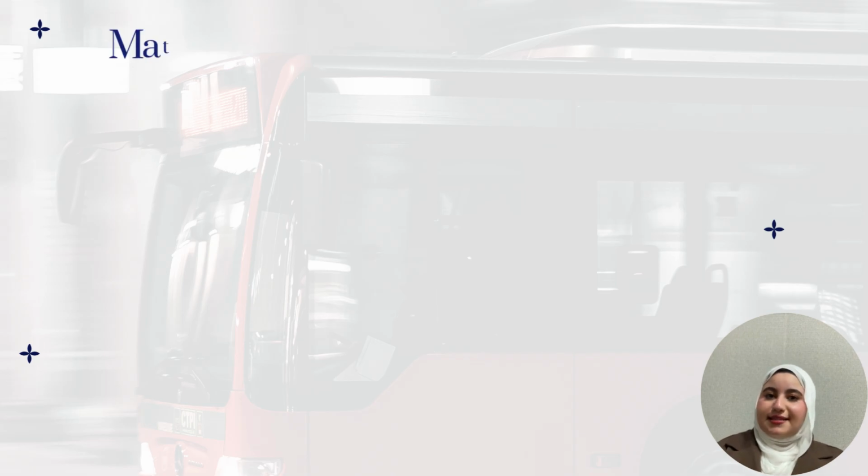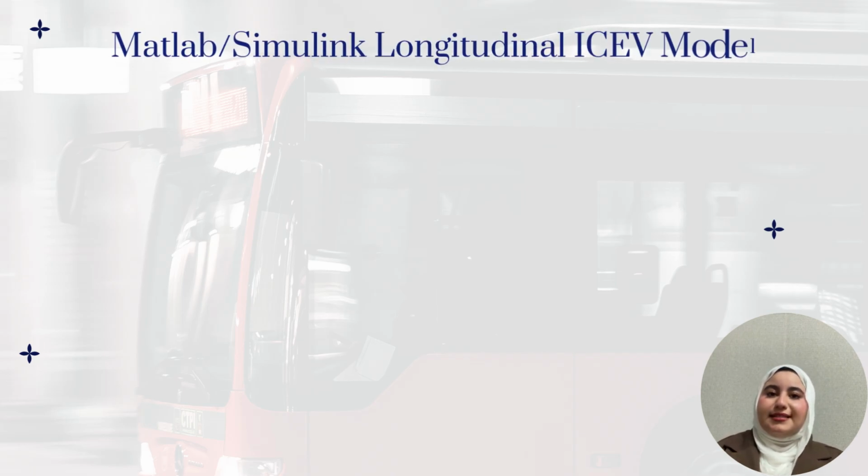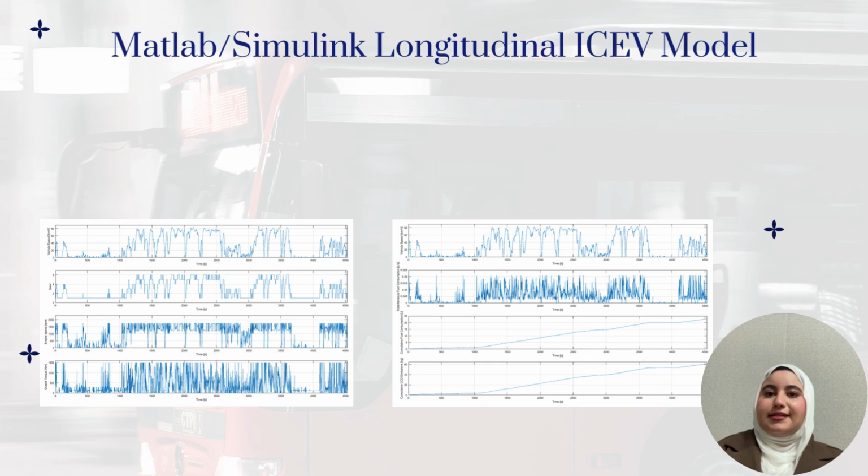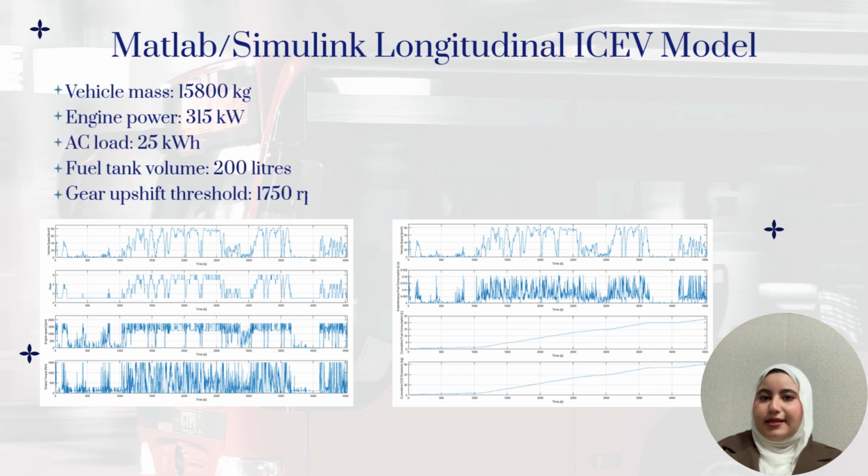So now let's discuss the results. The first one is the ICE model. Engine power is 315 kilowatts. It is a diesel engine with AC load 25 kilowatt hour. Fuel tank volume is 200 liters. Gear upshift threshold is considered as 1750 rpm.